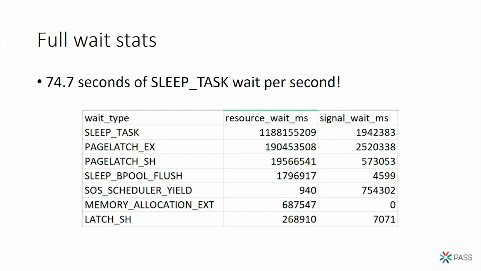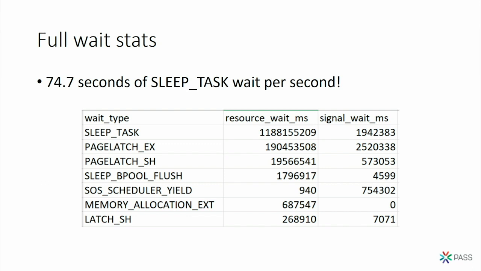OK? So let's take a look at our wait stats for the workload. If you do the math, I get about 75 seconds of sleep task wait per second. And I've got 112 running sessions. So this is my number. This is my problem by an order of magnitude.